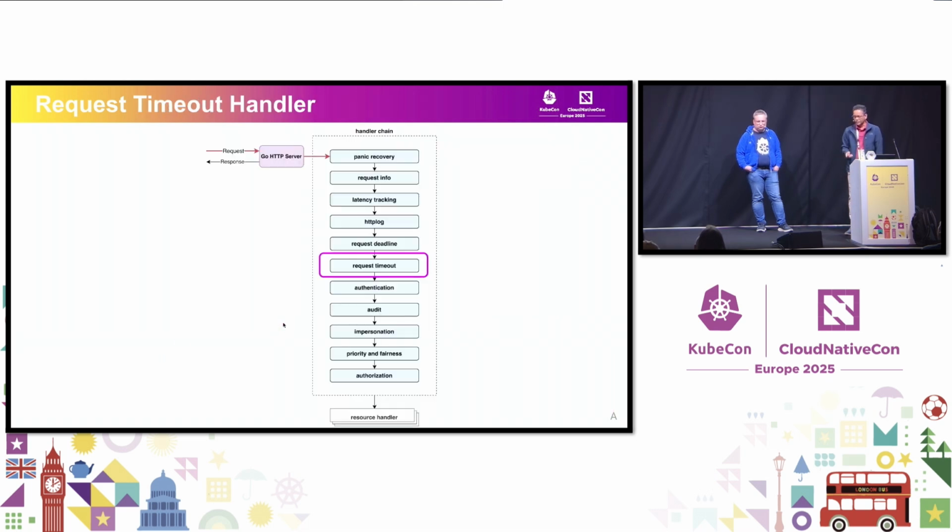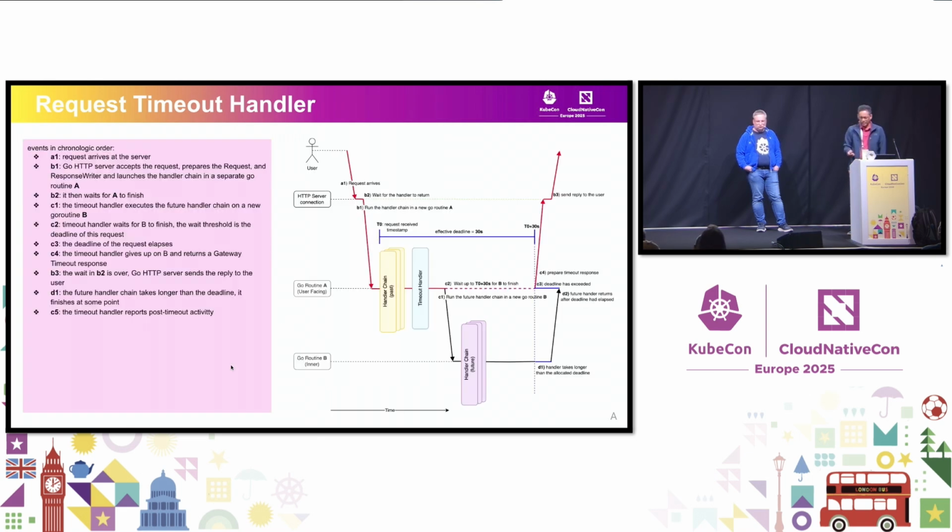Okay. So next is the timeout handler. Why do you need a timeout handler? The request handling code may not respect the deadline in the context, right? So we need a timeout. The timeout handler is basically responsible for enforcing the timeout. This diagram shows, in red, the path that a request takes when it times out.